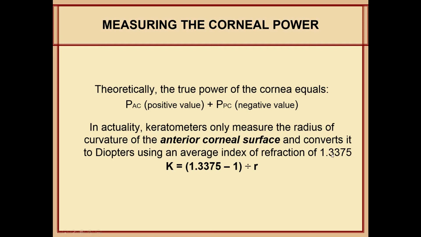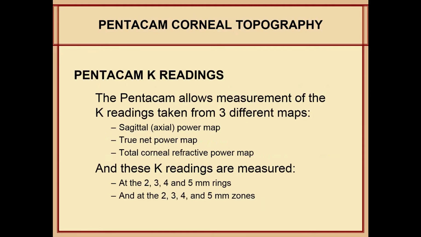This index of refraction is what we use in the United States. In Europe, they use 1.332, and so this is why when you read some articles with the index of refraction, you have to make sure that it is the same index of refraction that is being used. And this is the formula. It's a very simple formula to measure the power of the cornea.